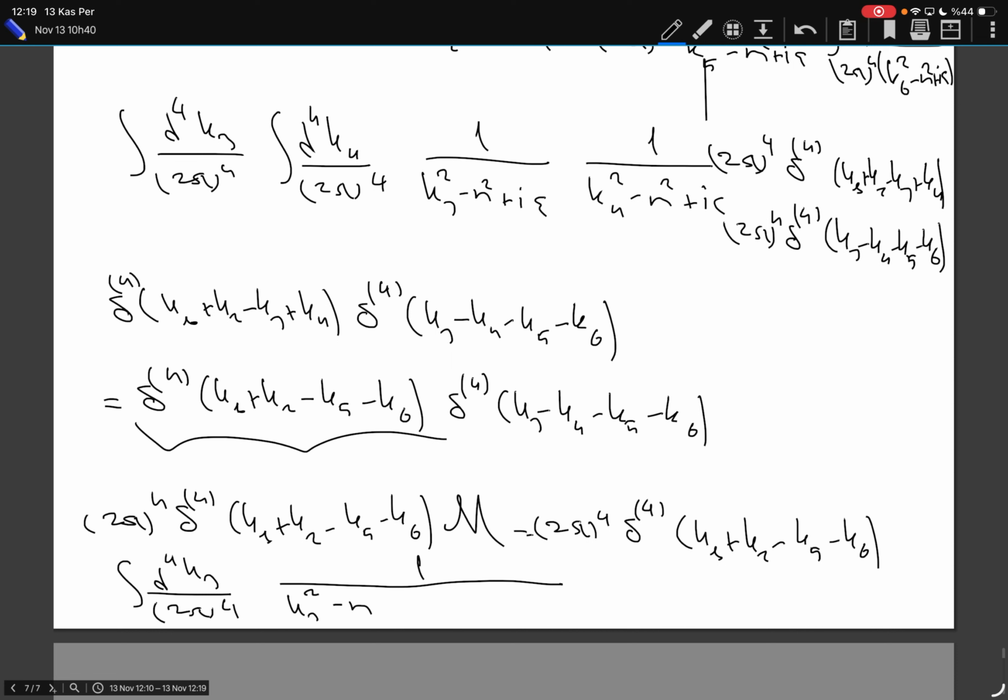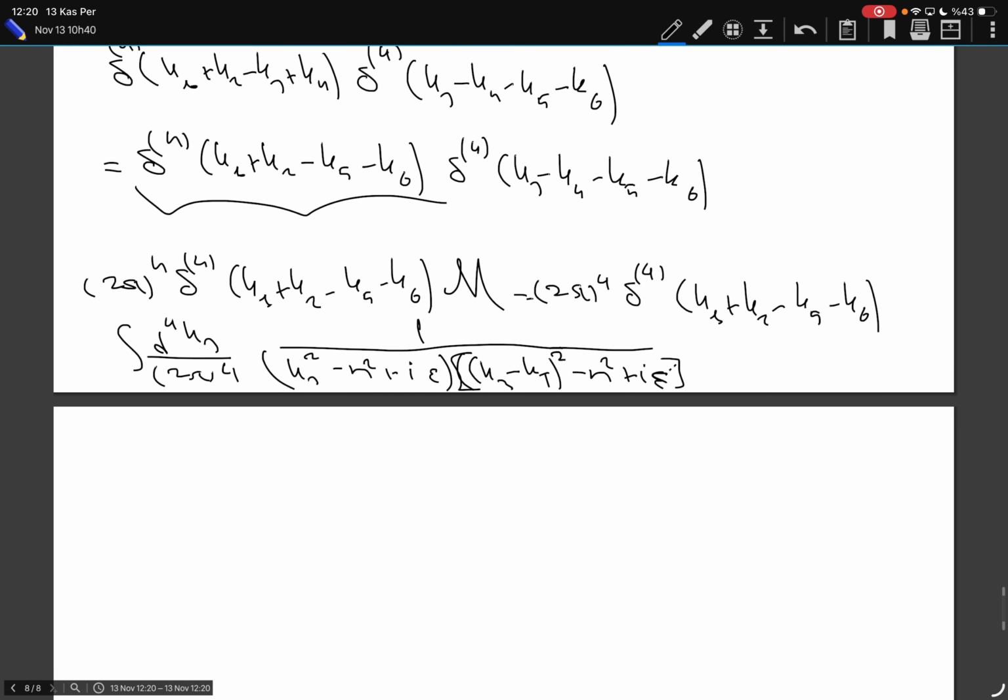k3 squared minus m squared plus i epsilon, multiplied with, well, k4 from this integral, from that Dirac delta, k4 will be k3 minus, let me say, kT, the total ingoing or the outgoing four-momentum, squared minus m squared plus i epsilon. This will be the result after the LSZ reduction. I wrote everything in momentum space.